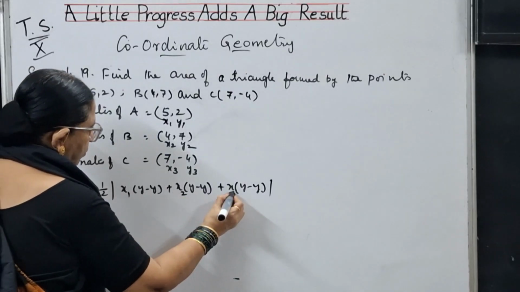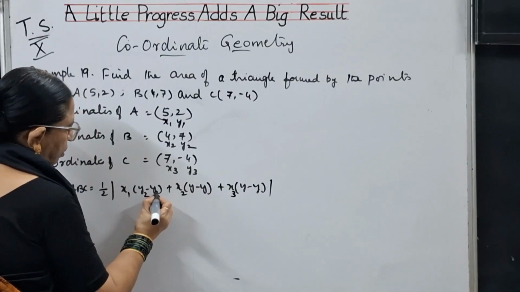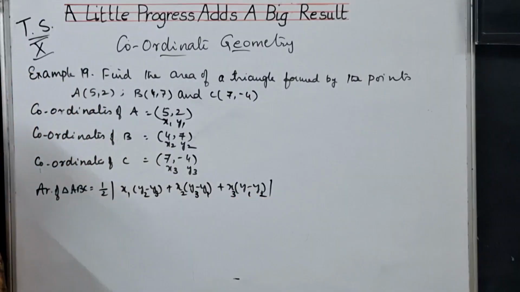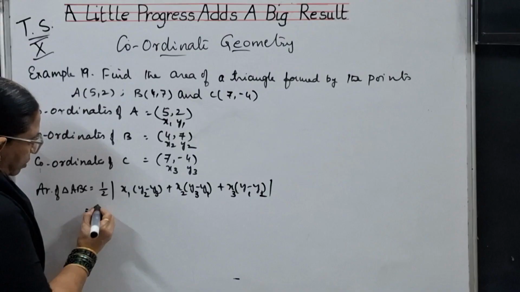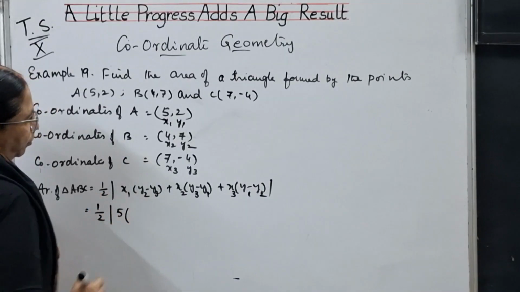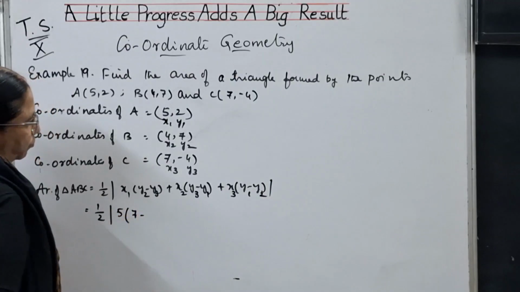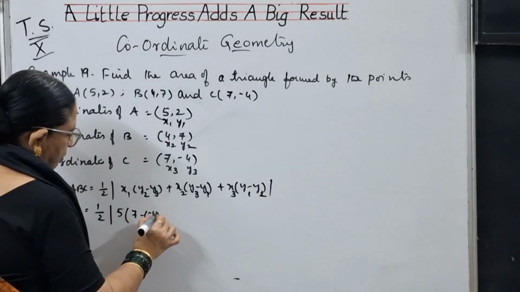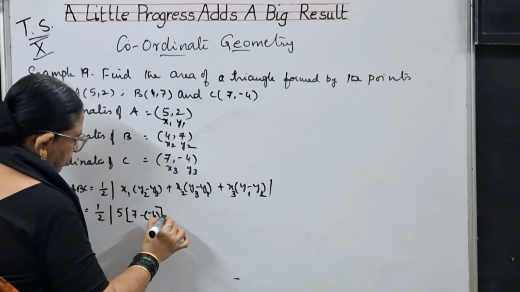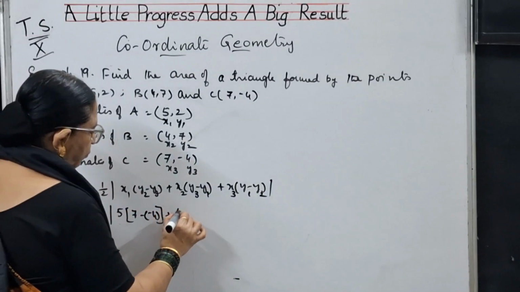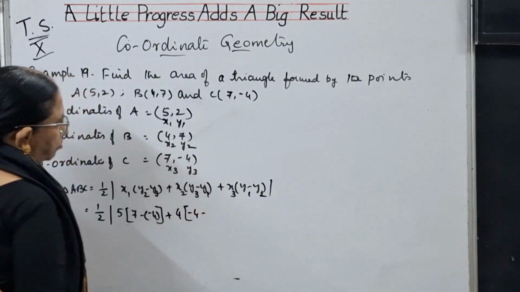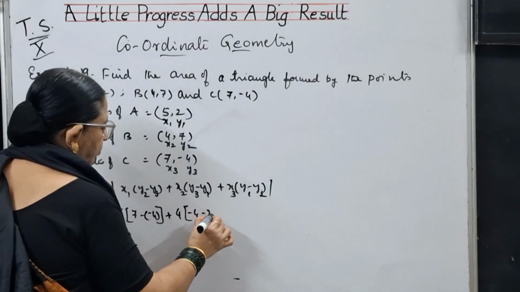1, 2, 3. 1 is there, so 2 and 3. 2 is there, 3 and 1. 3 is there, 1 and 2. So you have written the formula. This is equal to half modulus x1 is 5 into y2 7 minus y3 minus 4. So bracket 7 minus of minus 4 plus x2 4 into y3, y3 is minus 4 minus y1 is 2.